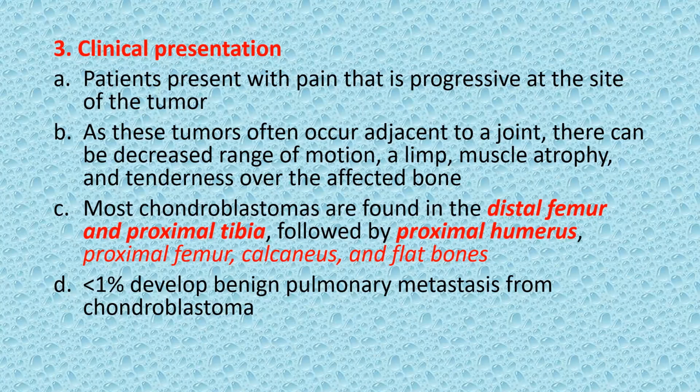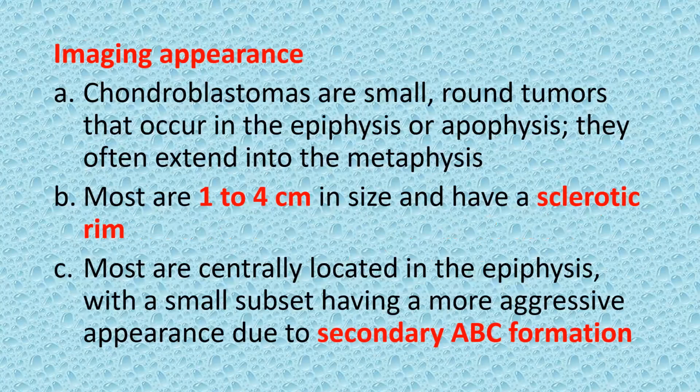What's the imaging appearance? Chondroblastomas are small. They are round tumors that occur in the epiphysis or apophysis. What is the differential diagnosis? In the older individual, giant cell tumor. In the younger individual, subacute osteomyelitis.